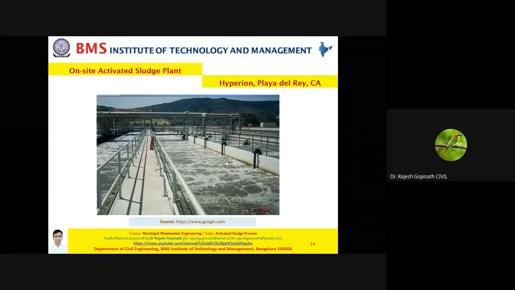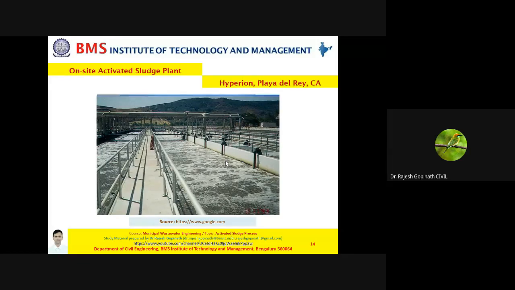Now let me give you a snapshot or a glimpse of an existing on-site activated sludge process plant. Okay, this is from California. Now this is your aeration tank, what you're looking at on your image right now. Okay, now you do not see any surface aerators. Therefore, what kind of aeration is this? This is a diffused aeration system.